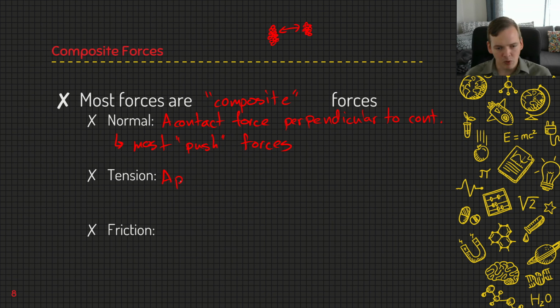Tension is a pull force due to a rope, string, etc. And this is going to be pretty self-explanatory. This is most of our pull forces. So if I'm pulling on a rope, then I'm feeling tension from the rope. If a rope is pulling on something, it's feeling tension. If you've got a spring that is stretching, that's going to have tension force in it.